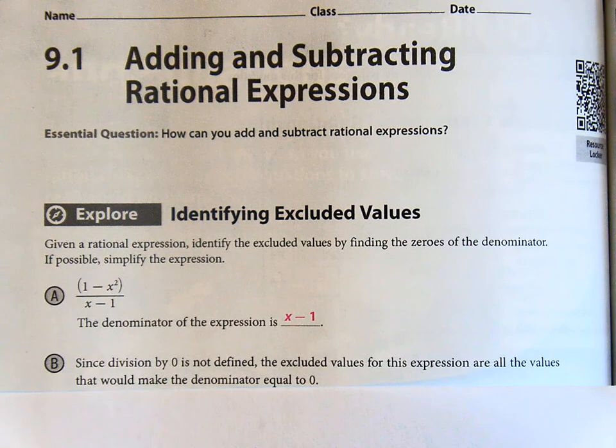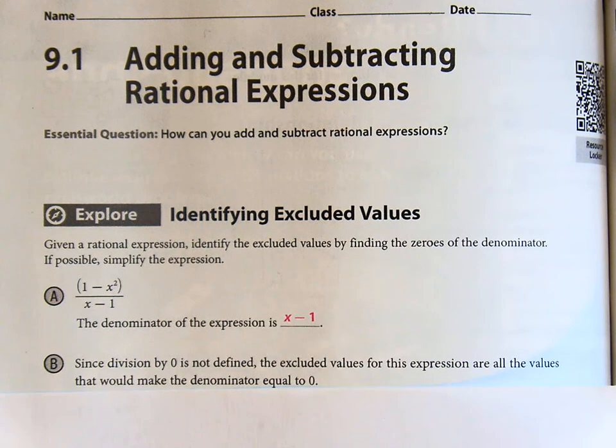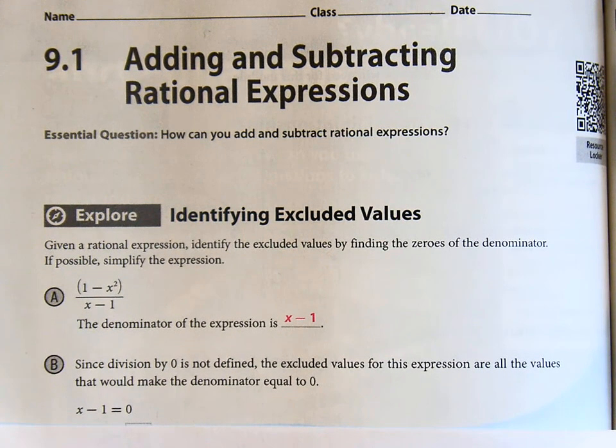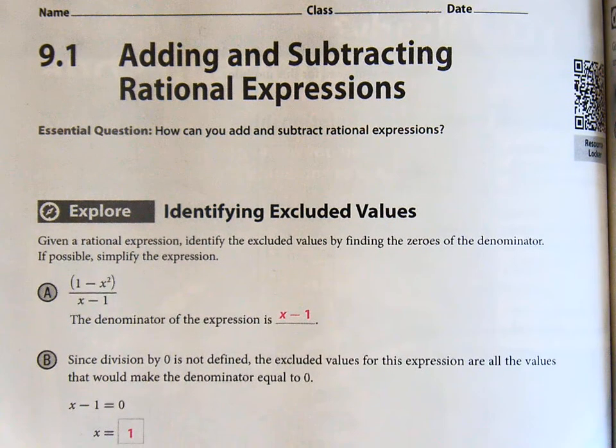So if there's multiple factors for the denominator, then you'd have to look at each individual factor and say, okay, what would the value of x be in this situation that would make it equal to 0? And then that would be an excluded value. But in our situation, we've just got our singular binomial. We're going to set it equal to 0, solve for x, and get x equals 1. Okay, so let's go ahead and scoot up.